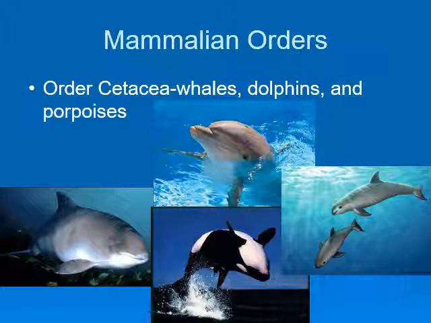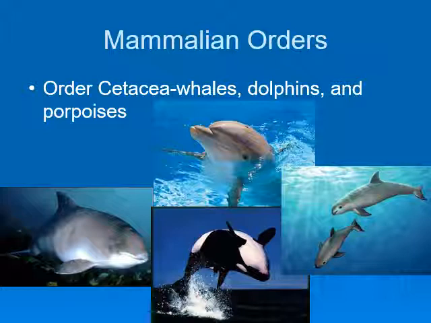Order Cetacea includes whales, dolphins, and porpoises. These are some of the major mammals of the sea. When we look at it, this group is actually closely related to the order that contains cows. We talked about how ancestors to these mammals once lived on land, and then some selective pressure pushed them to become better at living in water.